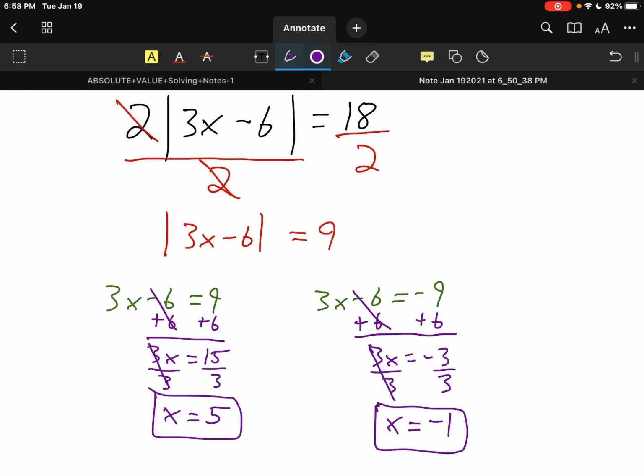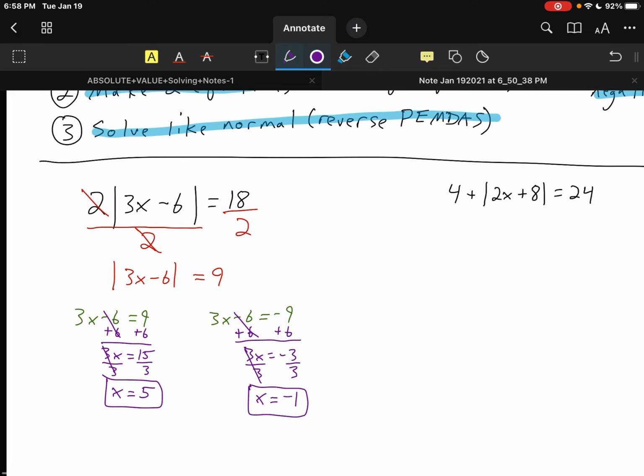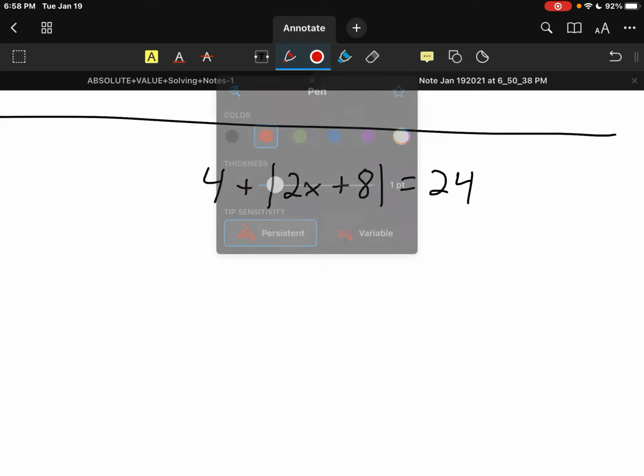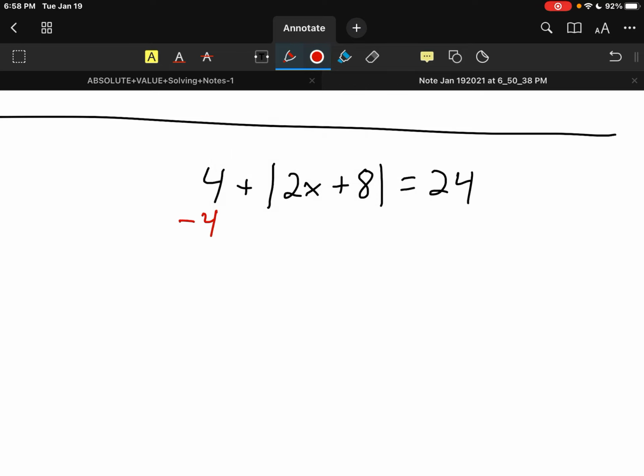When you have a multiplying out in front, you just divide. Our second example is 4 plus the absolute value of 2x plus 8 equals 24. This is the case where we see a sign here. We know it's plus, so we know that we're going to either add or subtract to get rid of that 4. In this case, we're going to subtract because the 4 is positive. So we subtract 4 from both sides. It cancels out, and we're left with 2x plus 8 equals 24 minus 4, which is 20.